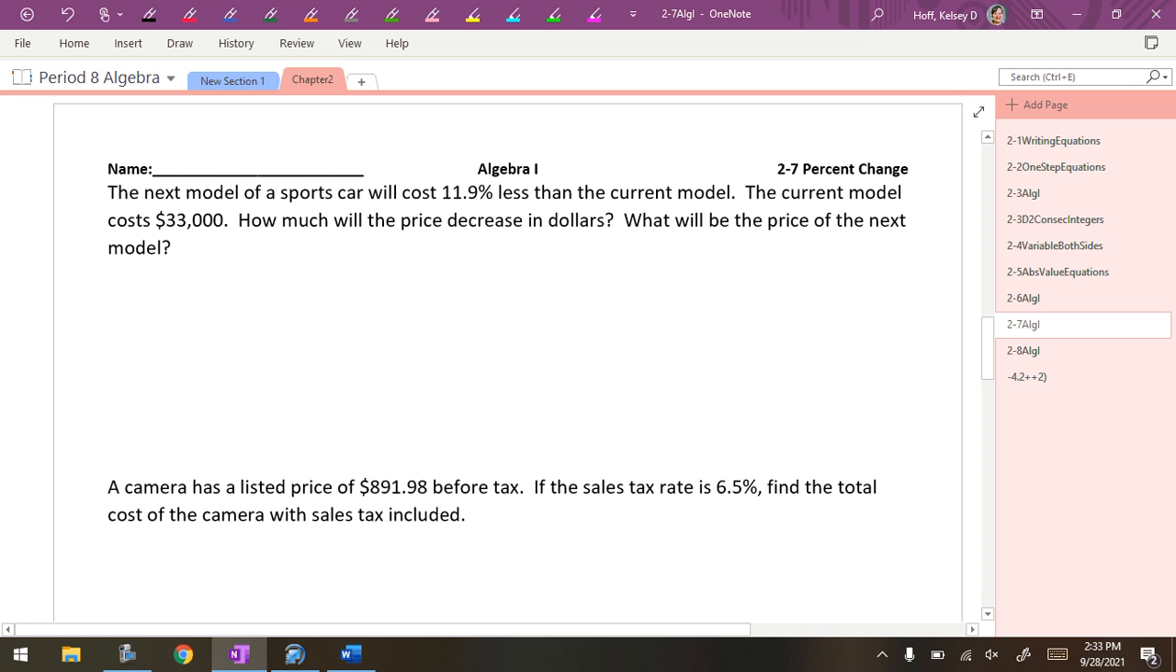The next model of a sports car is going to cost 11.9% less than the current model. The current model costs $33,000. How much will the price decrease in dollars? What will be the price of the next model? How can I figure out how much it's actually going to decrease? And how do I figure out the price of the next model?